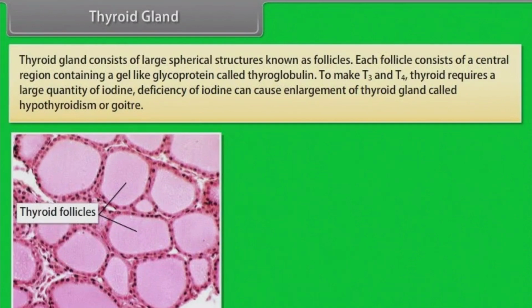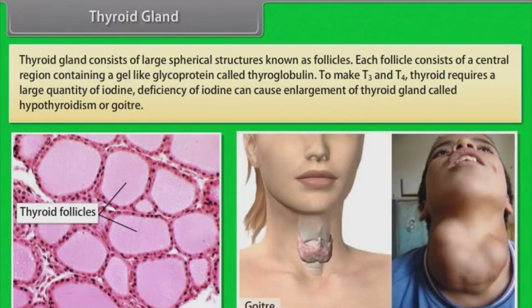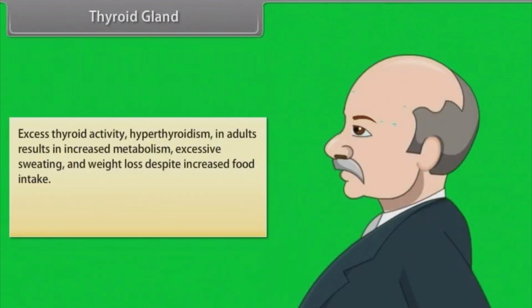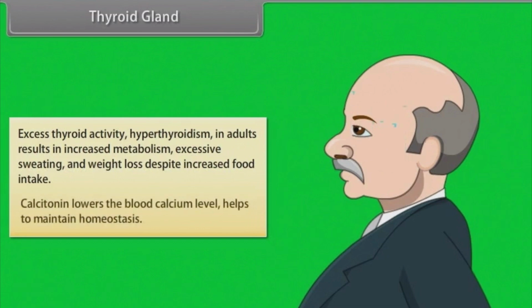Each follicle consists of a central region containing a gel-like glycoprotein called thyroglobulin. To make T3 and T4, the thyroid requires a large quantity of iodine. Deficiency of iodine can cause enlargement of the thyroid gland called goiter. Excess thyroid activity, hyperthyroidism, in adults results in increased metabolism, excessive sweating, and weight loss despite increased food intake. Calcitonin lowers the blood calcium level and helps to maintain homeostasis.